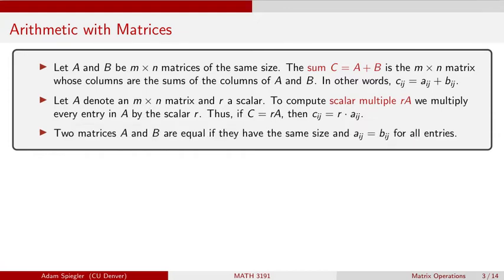It's also worth stating when two matrices A and B are equal to each other. First of all, they need to have the same size, the same dimensions, the same number of rows and columns. And secondly, every single entry in matrix A should equal the corresponding entry in matrix B.